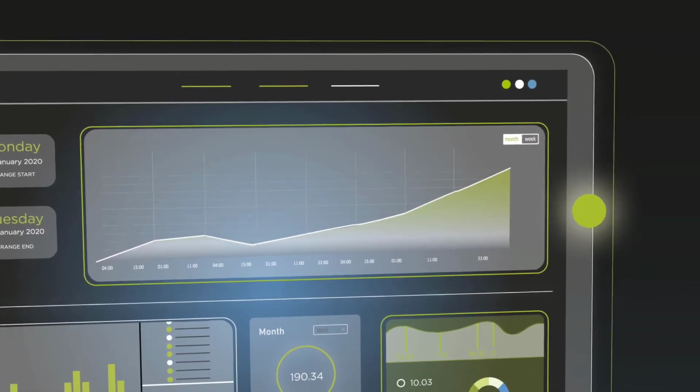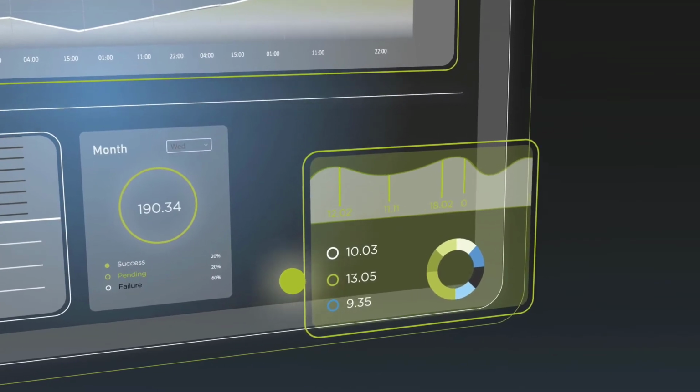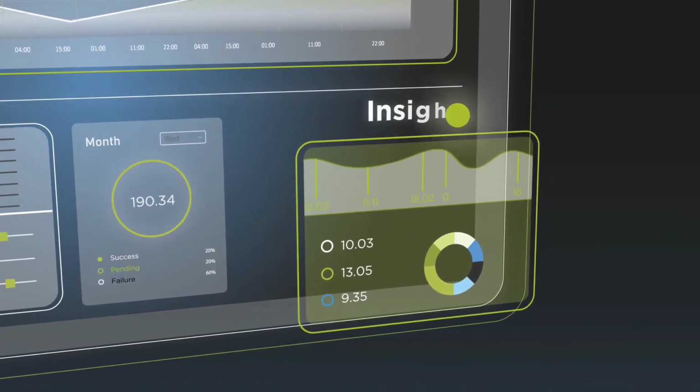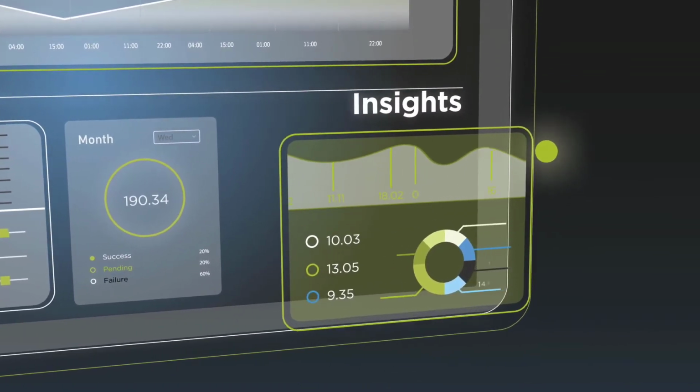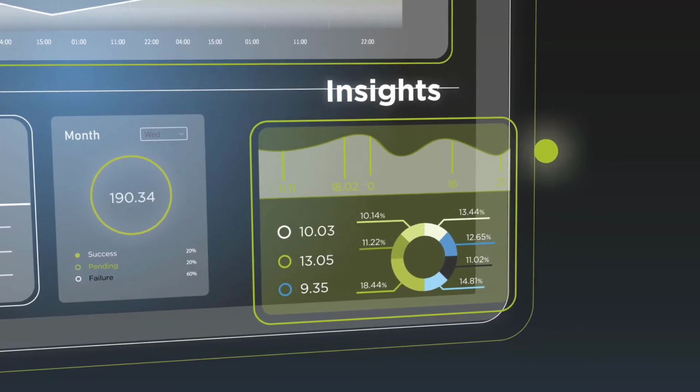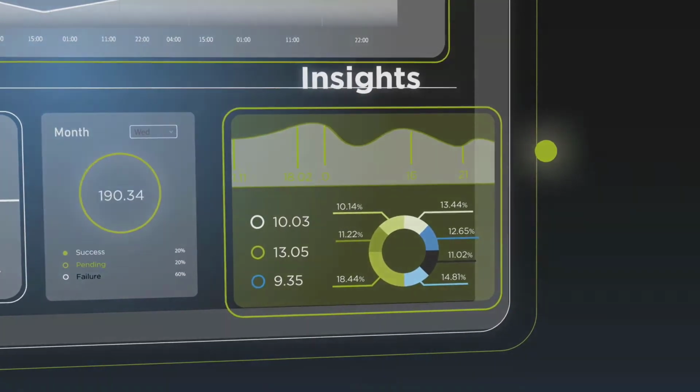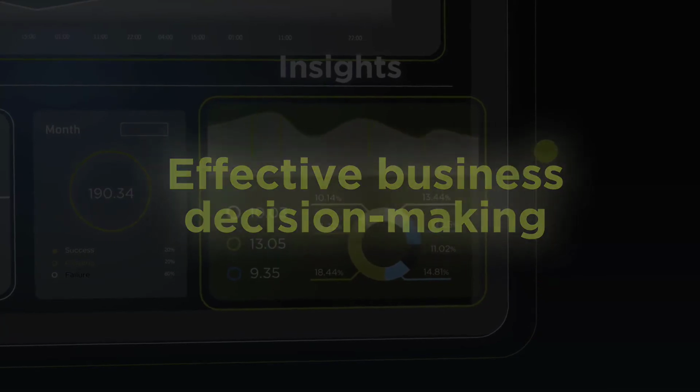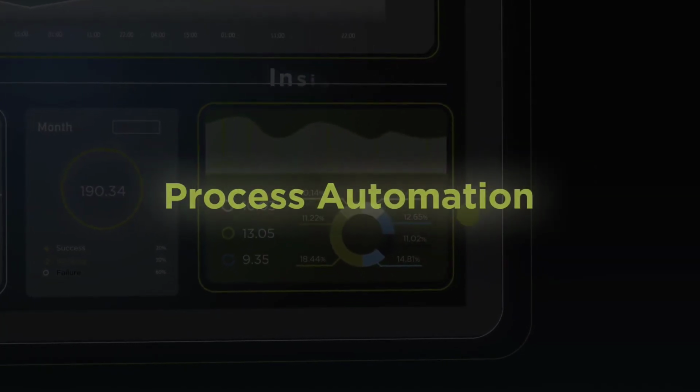To collect, correlate, analyze, and report data from across the organization, BigFix Insights continuously provides executives an elevated picture of enterprise compliance and risk trends to enable effective business decision-making and process automation.